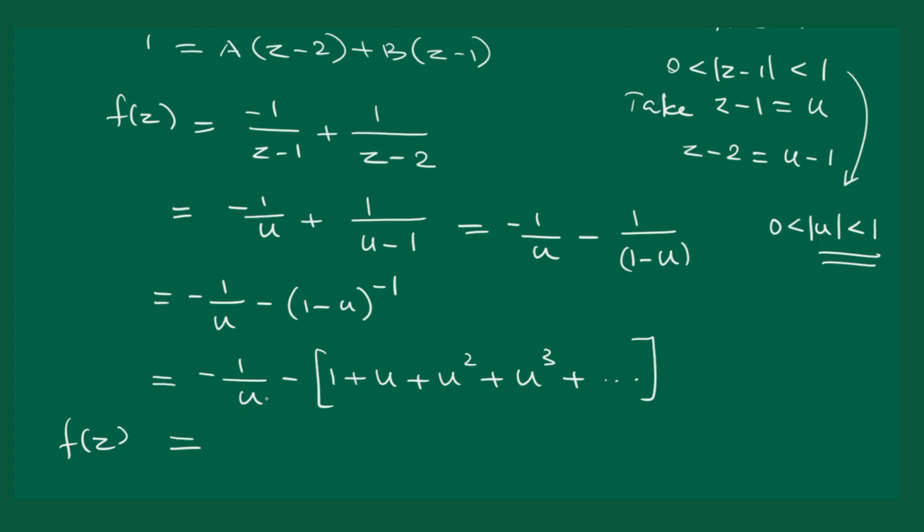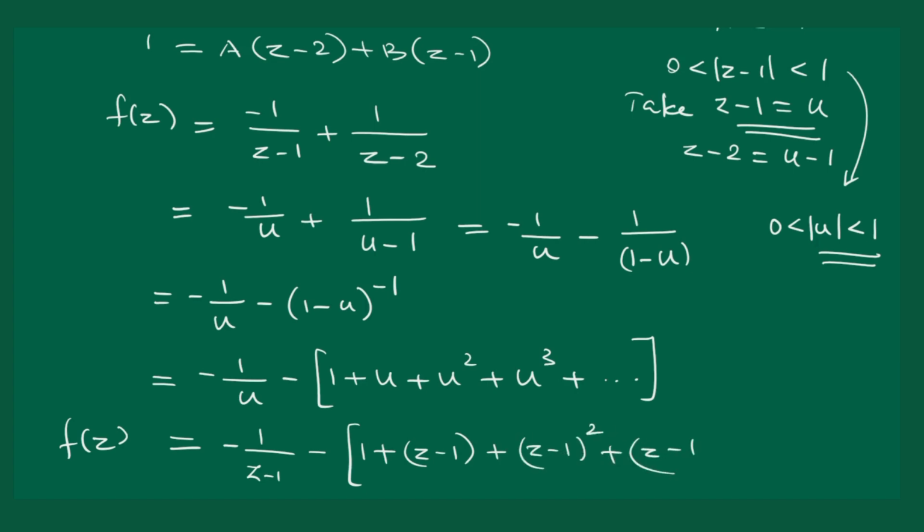So now finally we need the answer in terms of z. So we can replace u as z minus 1. Here it becomes minus 1 by z minus 1 minus of 1 plus (z minus 1) plus (z minus 1) whole square plus (z minus 1) whole cube. It goes on like this, right? So this is the expansion of the function f of z about the point 1, which is valid in 0 less than modulus of z minus 1 less than 1.